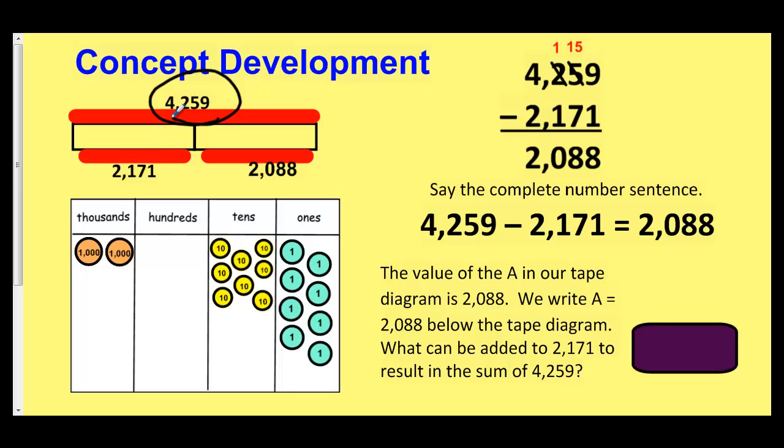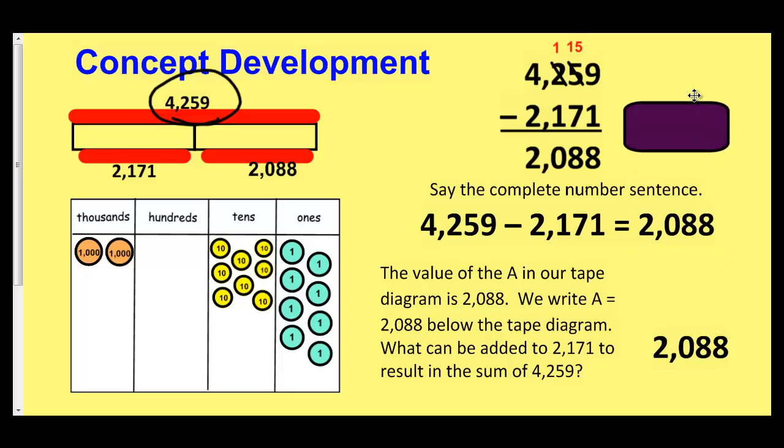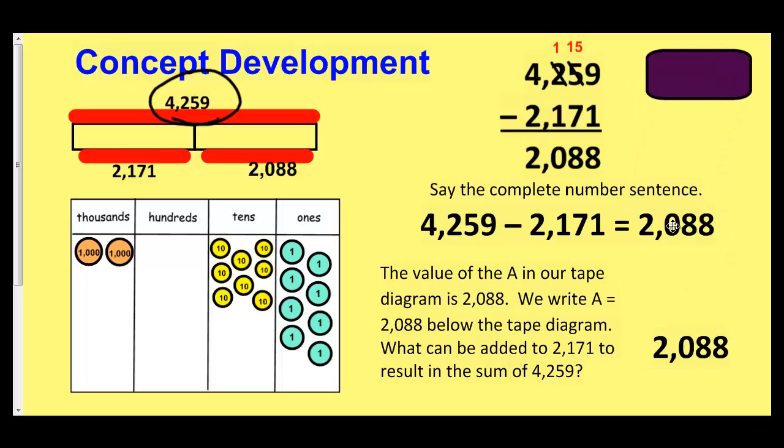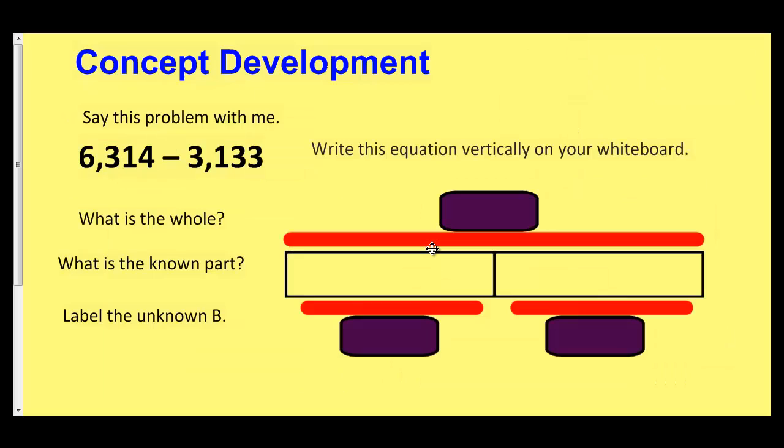So what number could be added to 2,171 to result in the sum of 4,259? The answer is 2,088. You could add 2,088 to 2,171 to get 4,259. Okay, we're going to do one more.